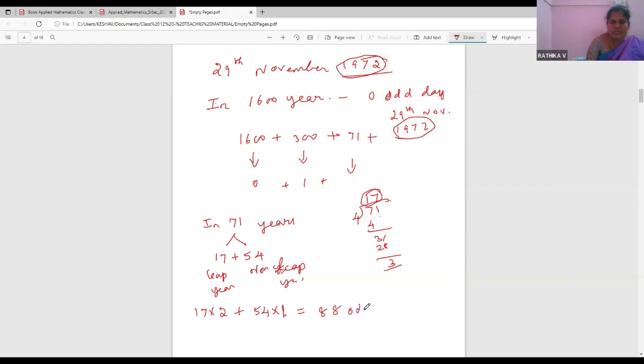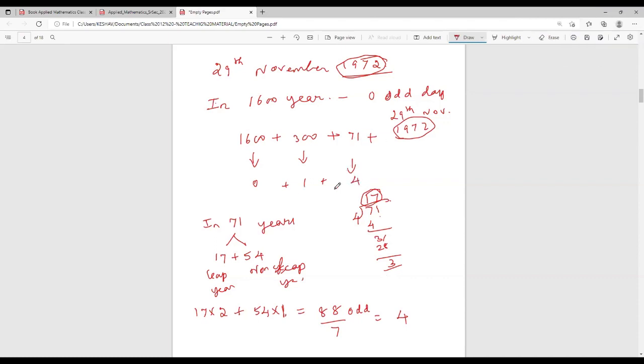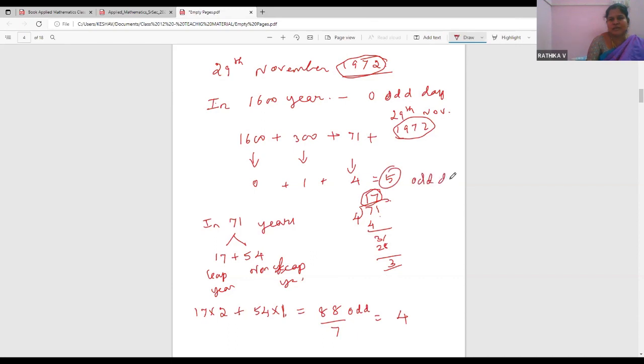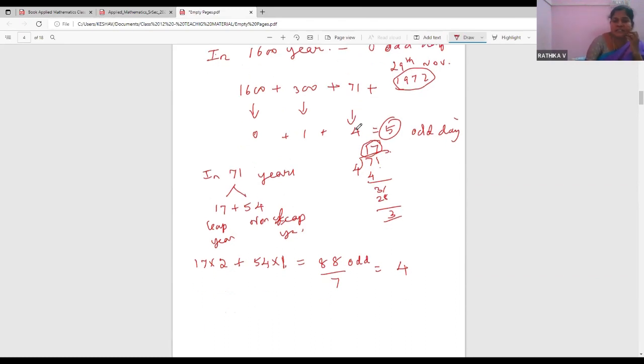So 88 odd days come in the 71 years, up to 71 years. That is 1600 to 71, we have 88 odd days. So it is more than 7, which means we have to divide by 7. So 88 divided by 7, how many odd days are left here? It is 4. Can anyone say how many odd days? 4 odd days. Yes. So we have 4 odd days. So till 1971, we have calculated that 5 odd days are there. But still, for 1972, we need to calculate till the month of November.